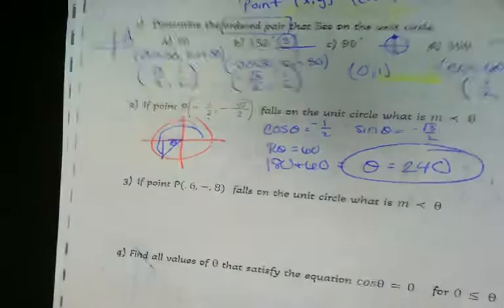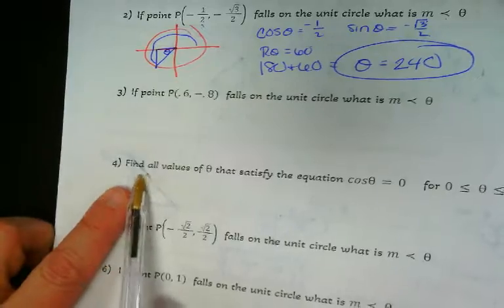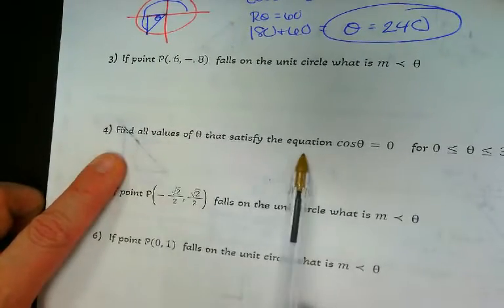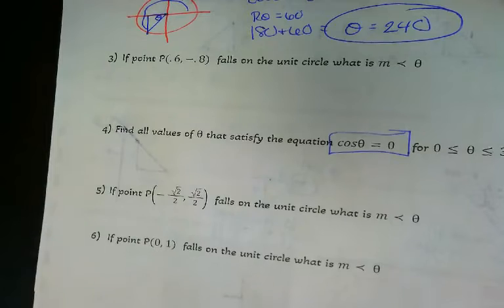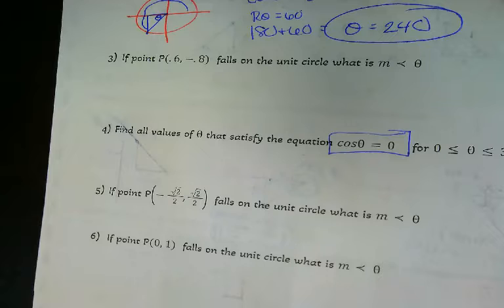I'm going to skip 3 for a second, come down to number 4. Find all the values that satisfy the equation cosine theta equals 0. Okay, now, is 0 in our table of values? No, 0 is a point on the unit circle. Is cosine x or is cosine y? X.